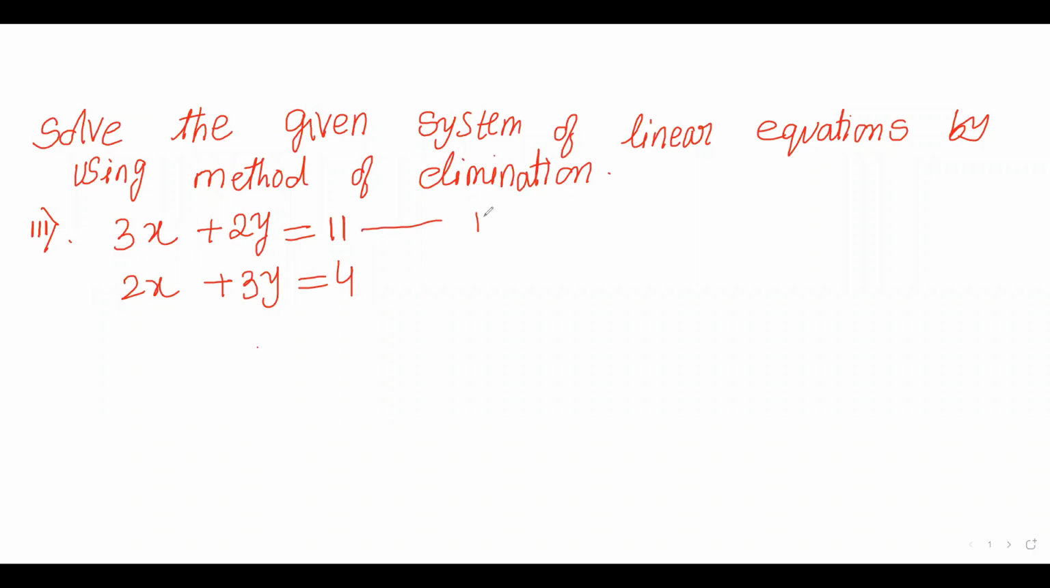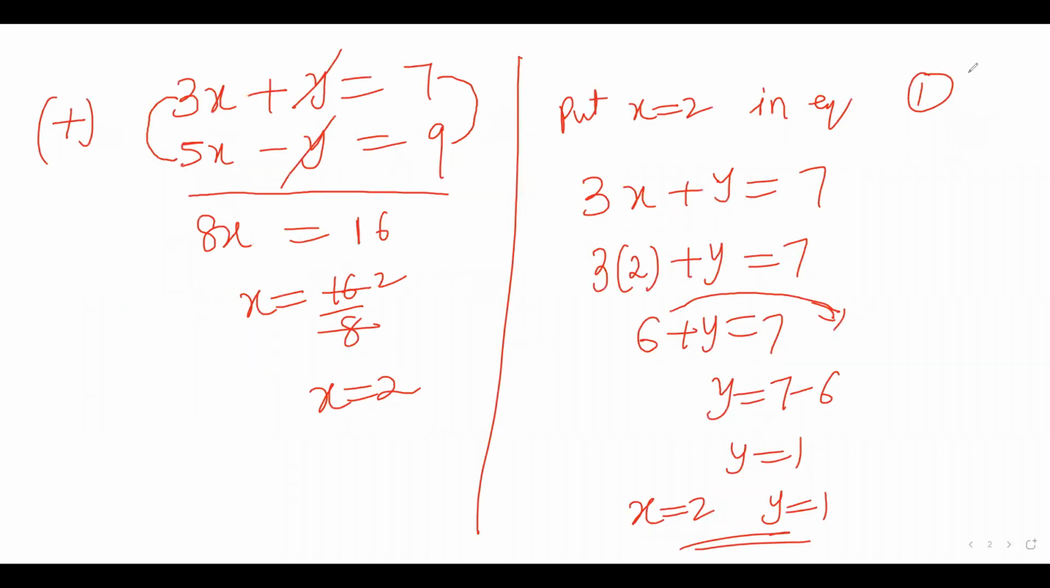Again, two equations are given. I'm taking the first equation as equation 1 and the second one as equation 2. We have to use the elimination method to solve for x and y. Let's take both the equations on the next page. First equation is 3x plus 2y is equal to 11, second is 2x plus 3y is equal to 4.